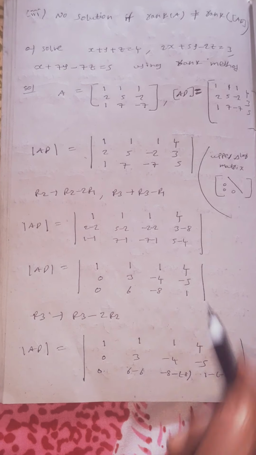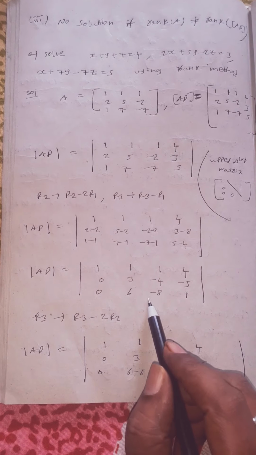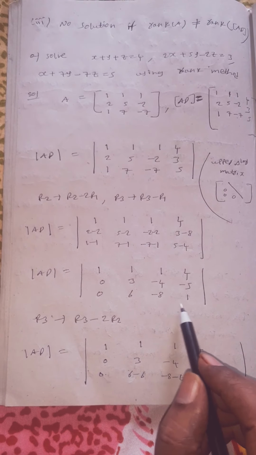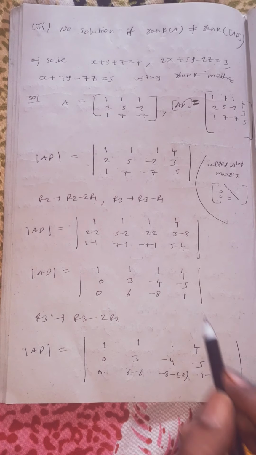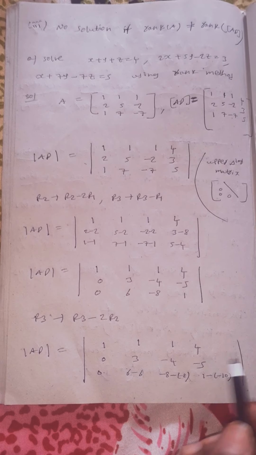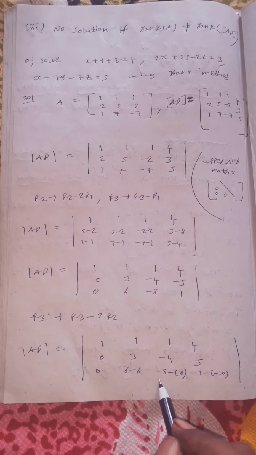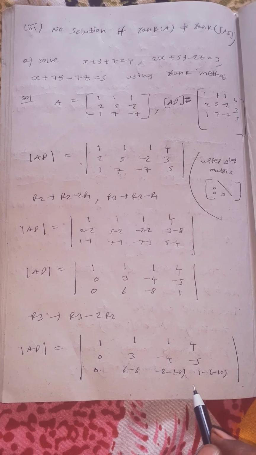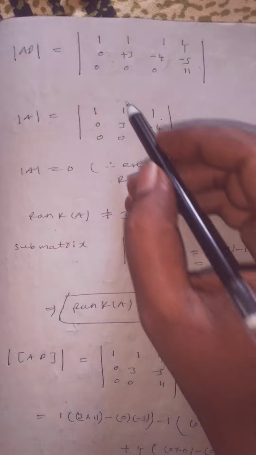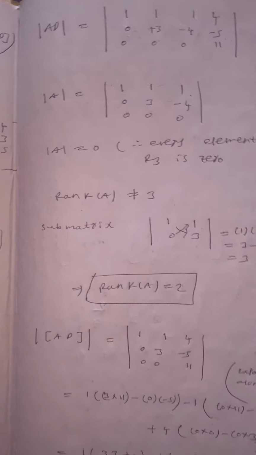So 0 minus 0 is 0 only. 6 minus 2 times 3 is 6. -8 minus of -4 is -8. 1 minus of -5 into 2 is 10, minus of -10. So the first row and second row I wrote as it is. 0 as it is. 6 minus 6 is 0. -8 plus 8 is also 0. Next, here 1 plus 10 is 11. So we got the format like an upper triangular matrix.